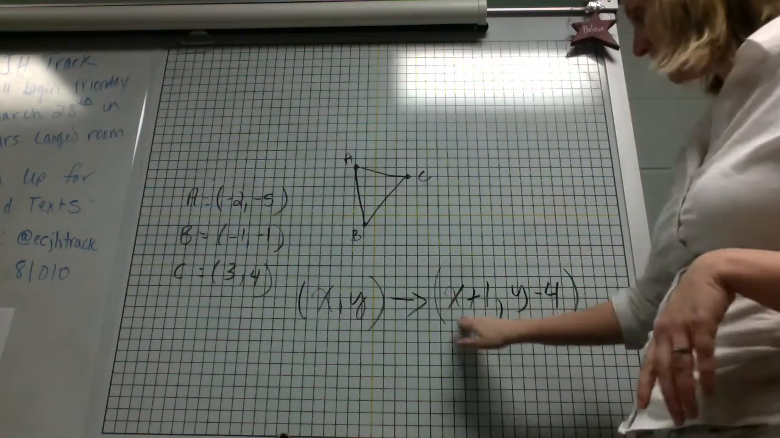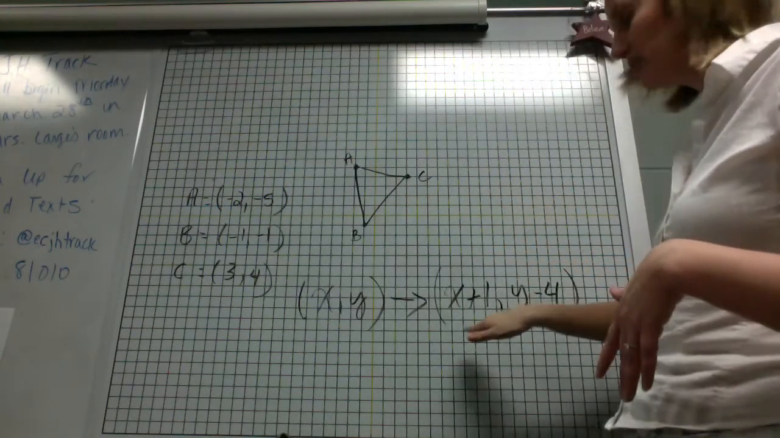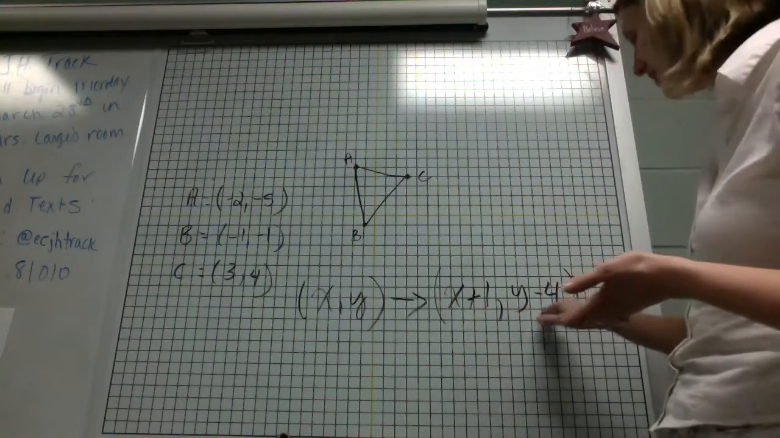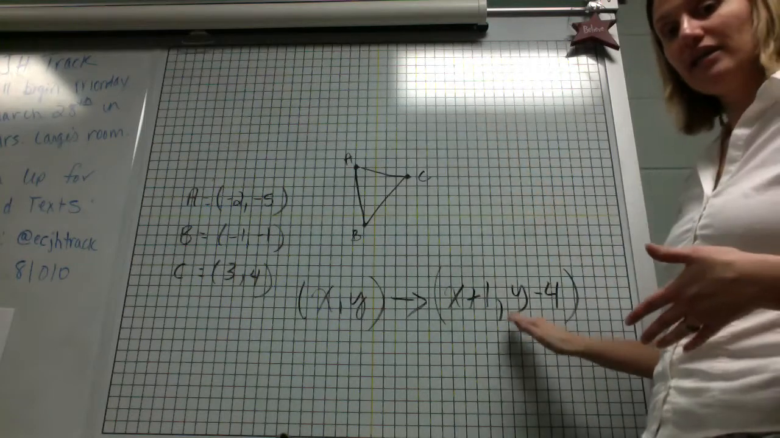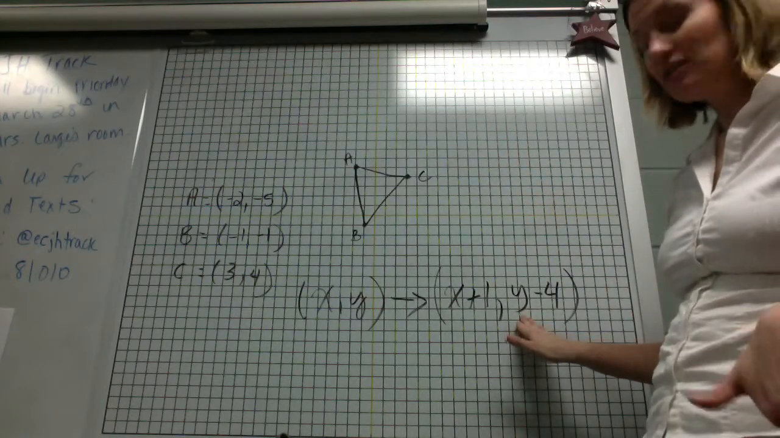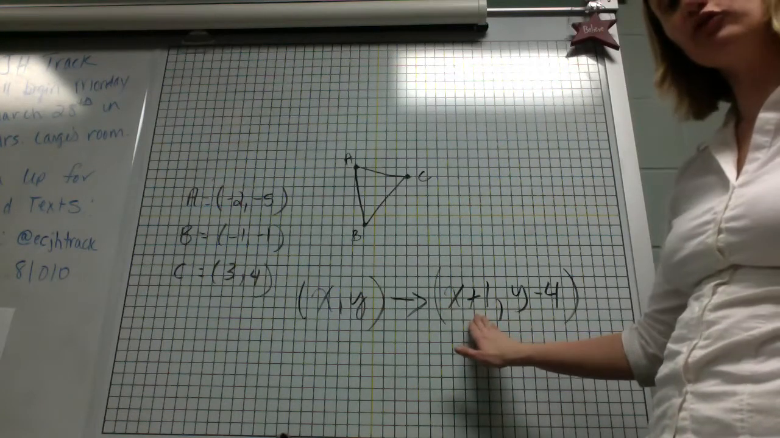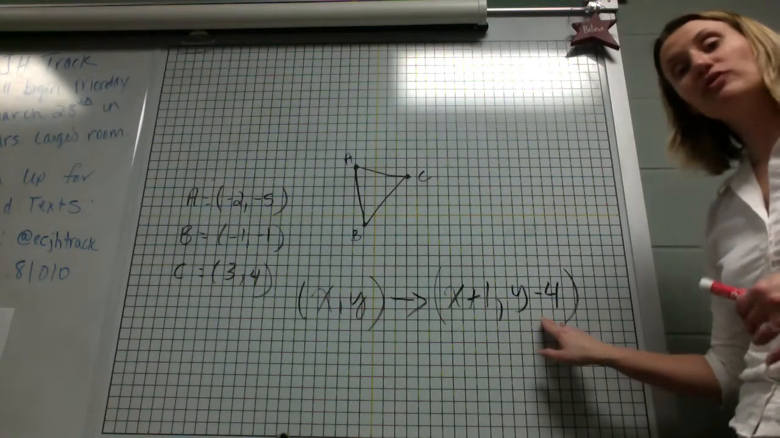In fact, anything attached to your x value is always talking about moving it right or left. Addition means to the right, subtraction would mean to the left, and anything attached to the y value would mean translating it up and down. Addition would mean up, and subtraction does mean down. So now this one says plus 1, so that means I want to move it to the right 1. And this says minus 4, so that means I want to move it down 4.